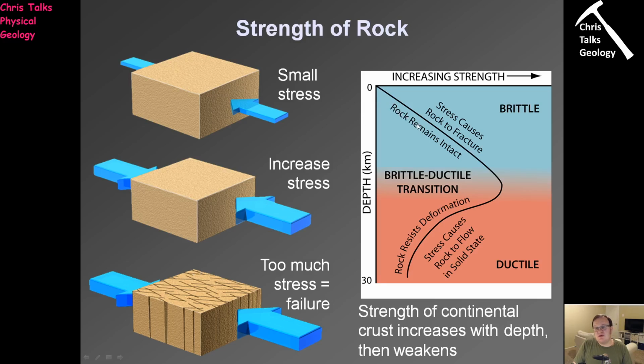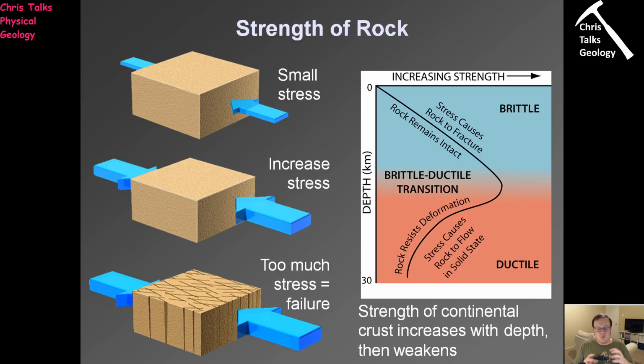Now, as we keep getting deeper and deeper, eventually we're going to reach a point where the temperature starts to get higher. And as that temperature starts to increase, our rock is now going to start to weaken. So why is that? Well, if you remember from high school chemistry, as the temperature begins to increase, the atoms in a material will begin to vibrate faster and faster. Now, as the atoms vibrate faster and faster, that leads to the bonds in between those atoms beginning to weaken.